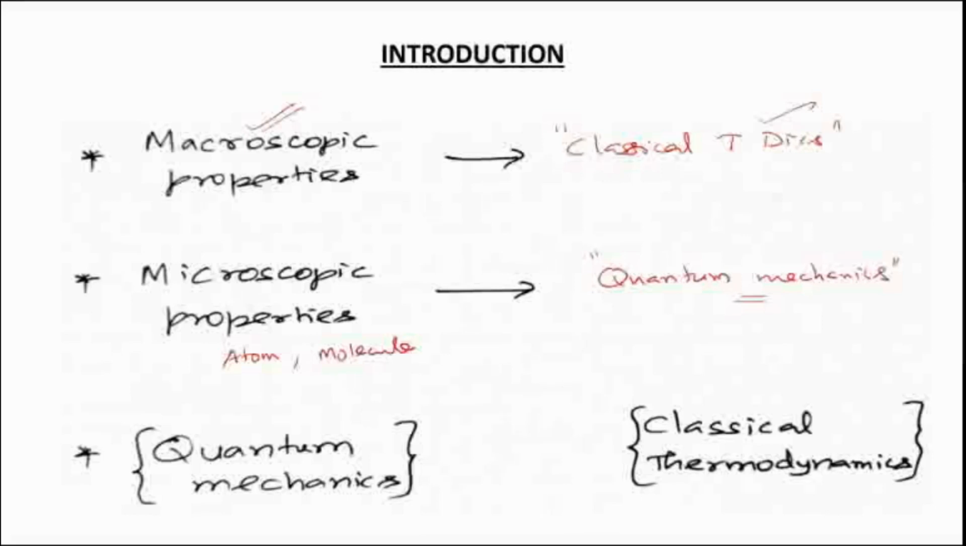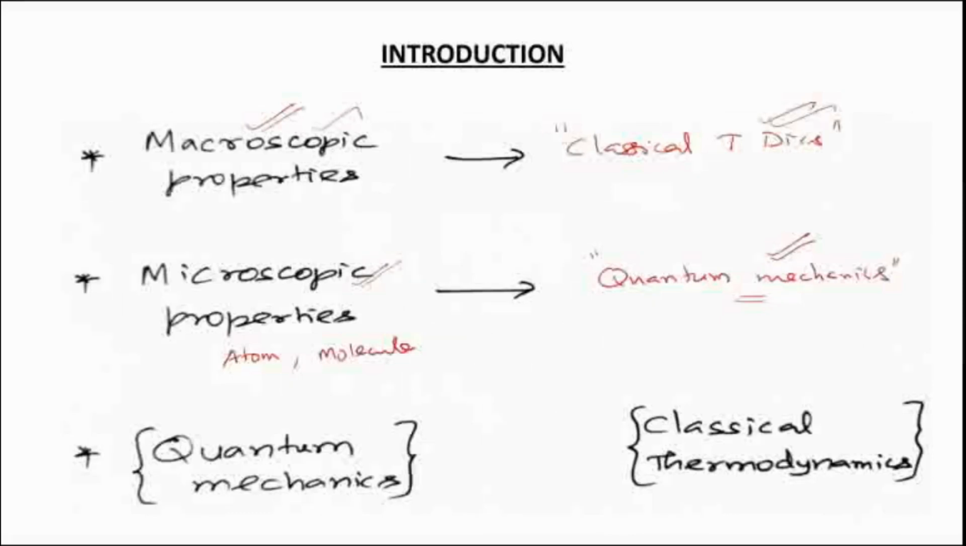So these two are familiar to us: classical thermodynamics as well as quantum mechanics. Using classical thermodynamics, we can learn macroscopic properties. Using quantum mechanics, we can study microscopic properties, the properties associated with atoms and molecules.